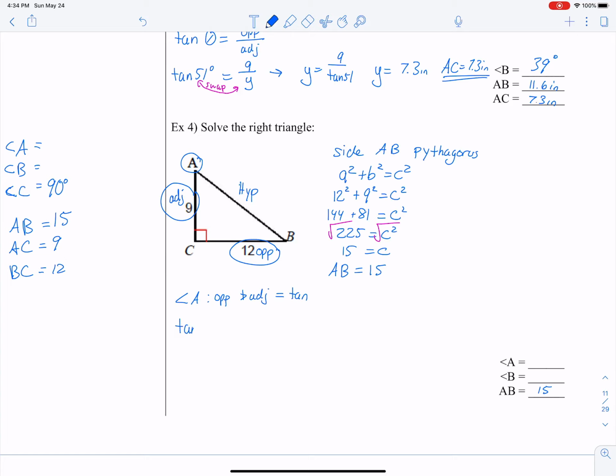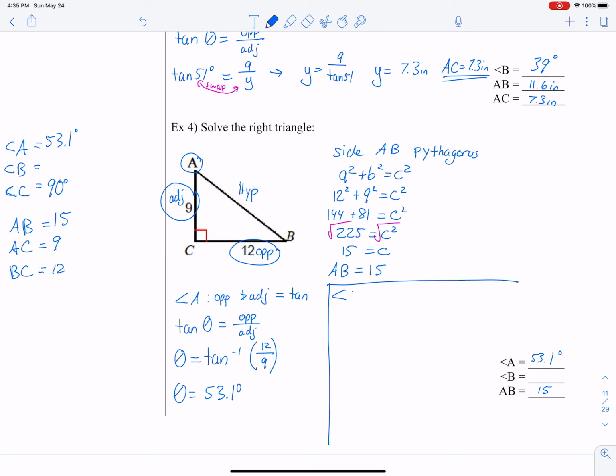So I'll write out my formula. Tan of my angle is equal to opposite over adjacent. Then I can fill in what I know. So I want my angle, so I have to move tan to the other side. Tan to the -1. My opposite is 12, and my adjacent is 9. So my angle is going to be 53.1 degrees. So I can write here for my angle A, 53.1 degrees. Okay?